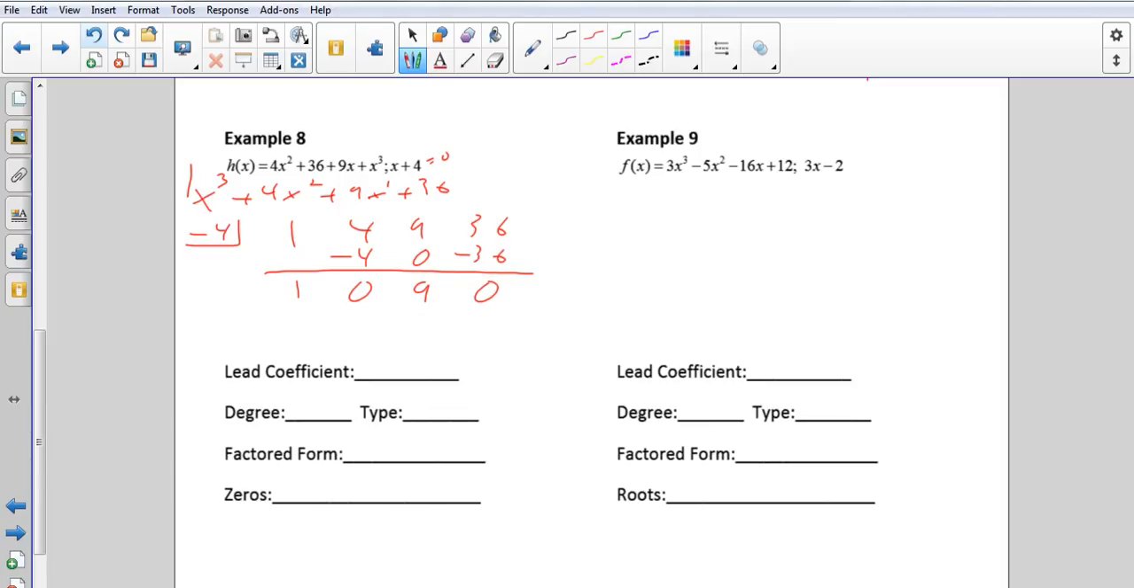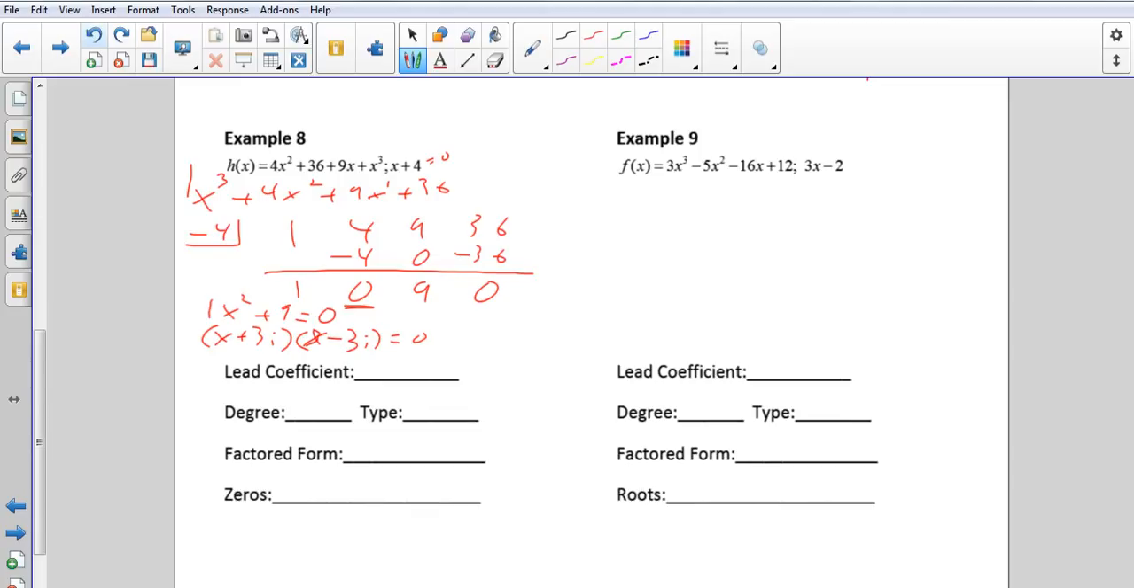Now, what that leaves me with is 1x squared. I don't have an x to the first. That's what the 0 is for. And I have plus 9. I set that equal to 0. And now I factor it. This is a sum of two squares. So I'm going to get x plus 3i and x minus 3i equal to 0.